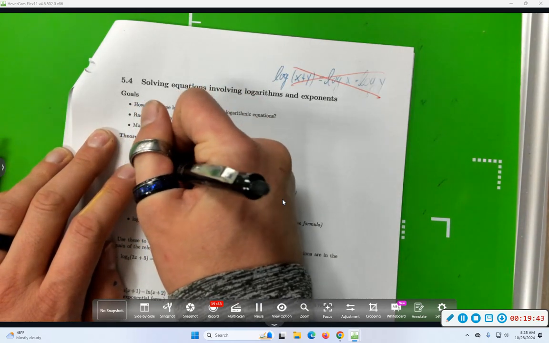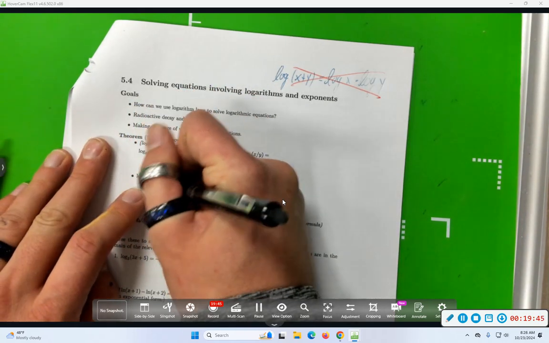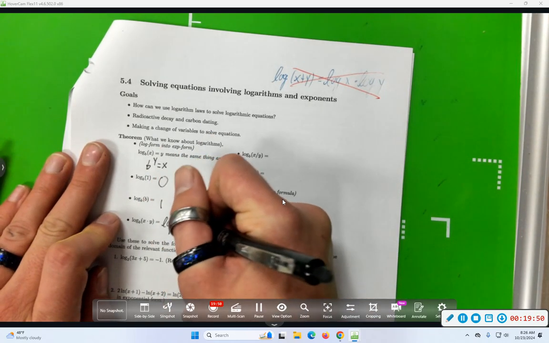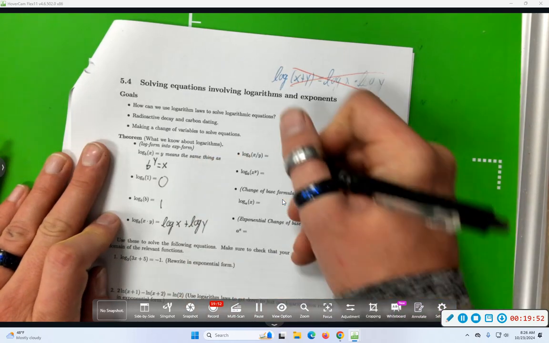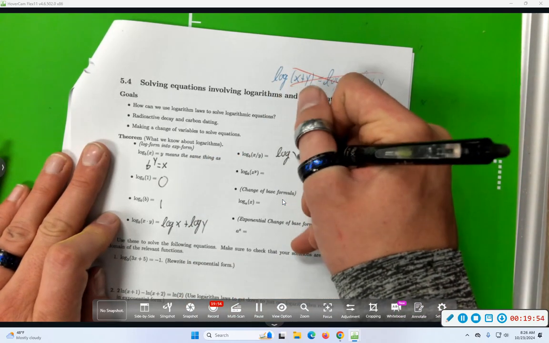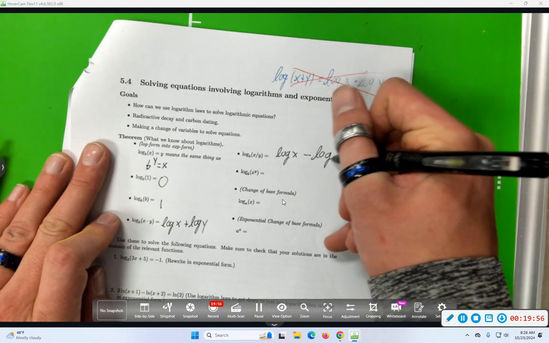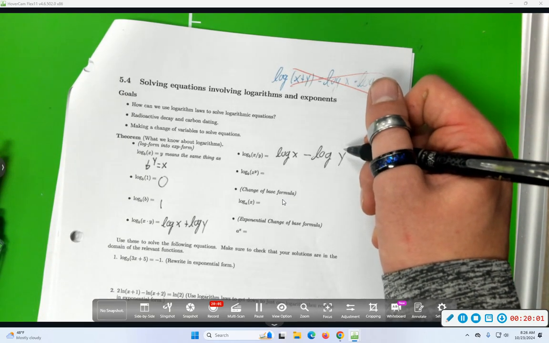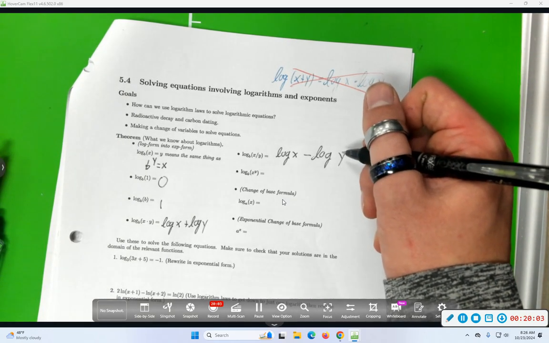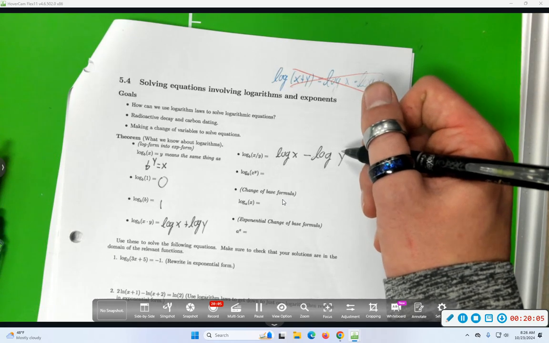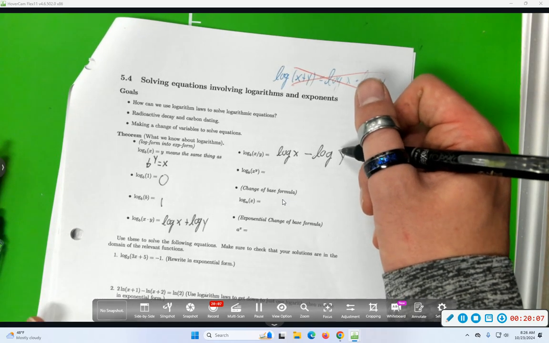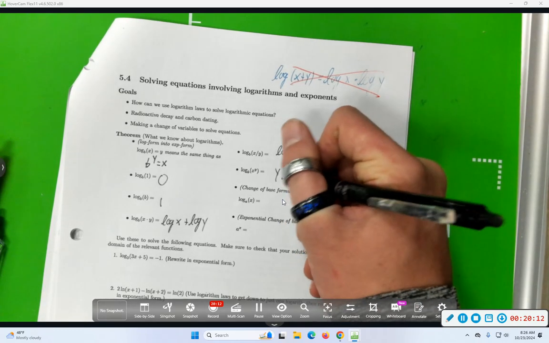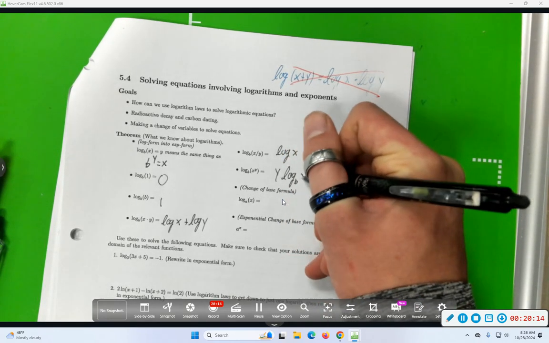B to the y equals x. 0, 1, log x plus log y, log x minus log y. I suppose I'm being a little bit lazy and leaving out the bases. And they do matter, right? I guess I'm trusting that if I look back at this, I'll intuitively know that I don't mean base 10 here. You know what? Maybe that means that I just shouldn't do that.